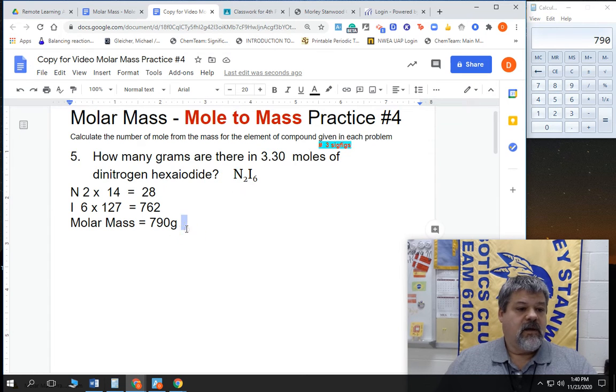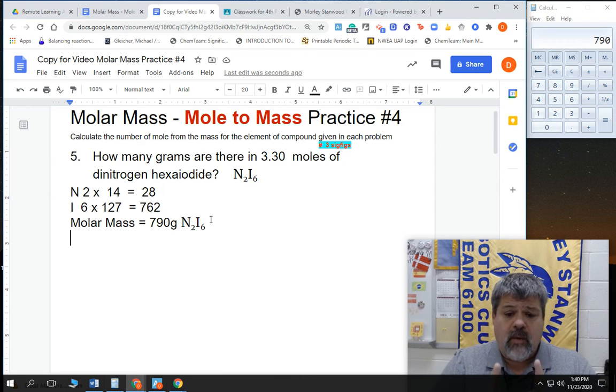So we're just going to go ahead and copy that, and we're going to add that right there, paste it. Okay, so now we know what the molar mass of that is, and that's how much 1 mole weighs. So just 1 mole weighs 790 grams of dinitrogen hexaiodide. So if I have 3.3 moles of dinitrogen hexaiodide, how much does it weigh?